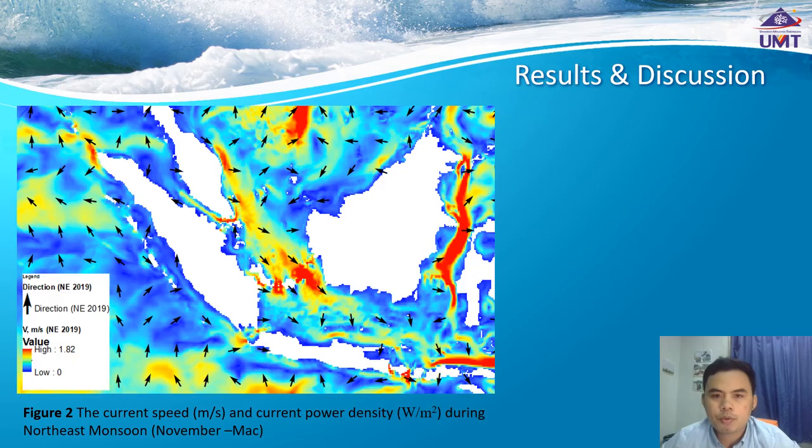Here is the map produced in GIS using the ArcGIS NetCDF feature toolbox. This map is during the northeast monsoon that occurs from November to March. We can see in this region the red color shows the most potential site with current speed more than 1.5 meter per second. The 1.5 meter per second is the significant value to operate the current energy converter. The bluer side shows the calm area, considered to have no potential or less potential for energy development.